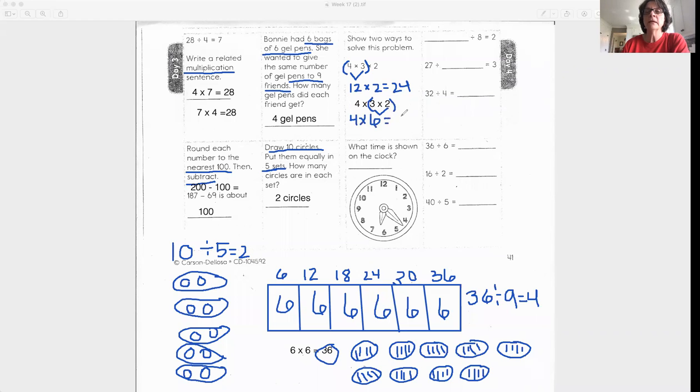What did we learn from this? We learned that it doesn't matter what order you multiply your factors. You'll get the same product. Our product matches. So you can do whichever one you prefer. They want to see that you can do it both ways.